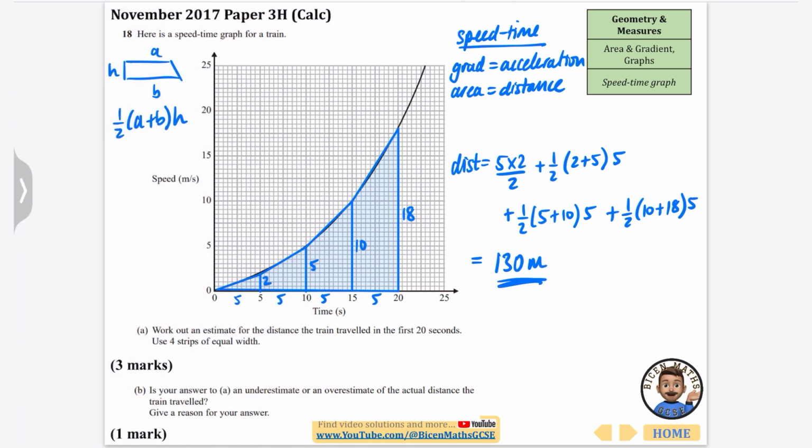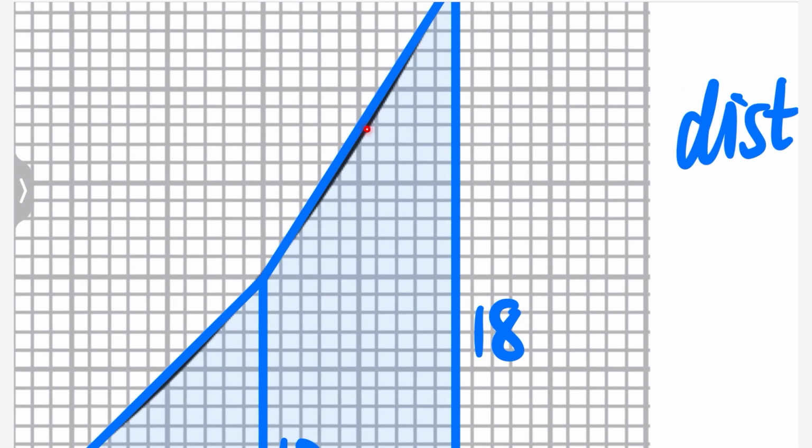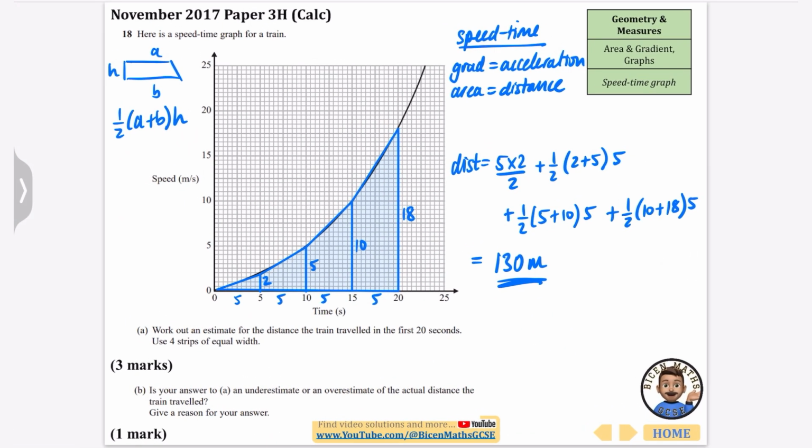Now it says, is our answer an underestimate or an overestimate of the actual distance the train has travelled? Well, if you look here, and it's not so good at this bottom part, but for this part, and this part, we've actually calculated above the black line, we've calculated some extra area in our one. So because of the shape of the curve, our answer is going to be an overestimate. So our one is an overestimate, and the reason we're going to give is we calculated the extra area above the curve and below the trapezium line.